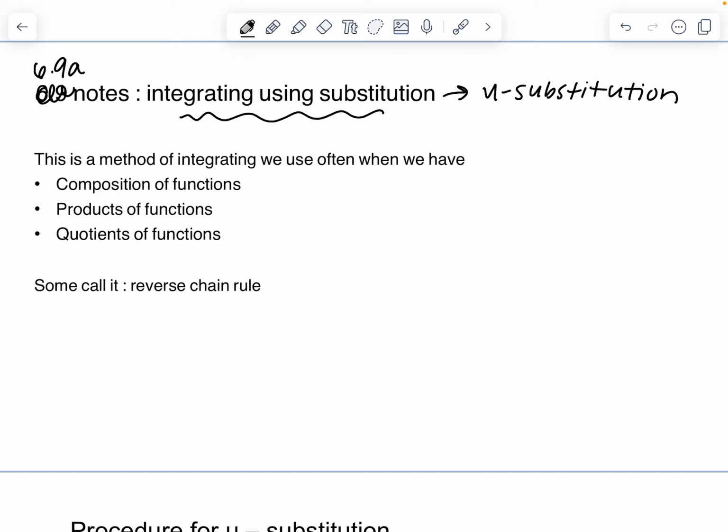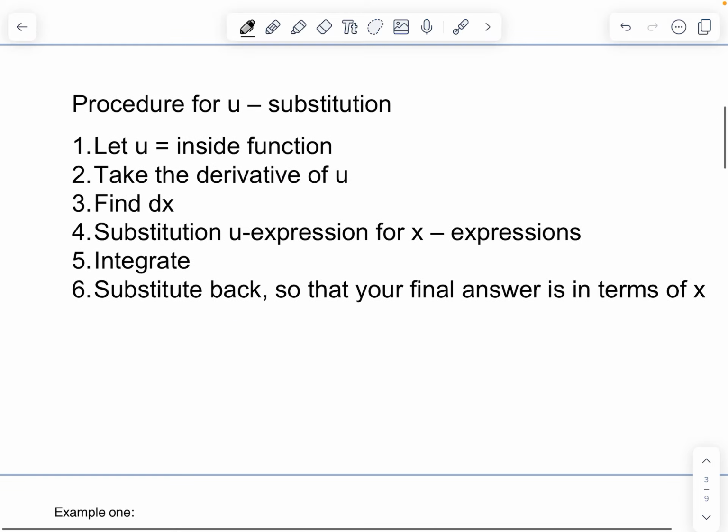Essentially, just like you did when you were working with composite functions, you are going to call something an inside function. The inside function we're going to call u, and then you're going to take the derivative of it. Then you're going to find dx. That will make more sense.